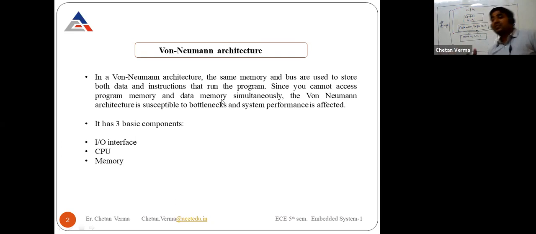It has basically three basic components: the input output interfacing, the CPU, and the memory unit. I will explain that in your PPT also. So that is a simplified block diagram of the von Neumann architecture.